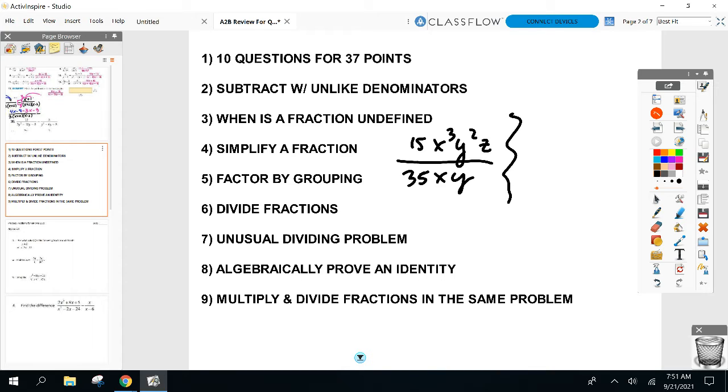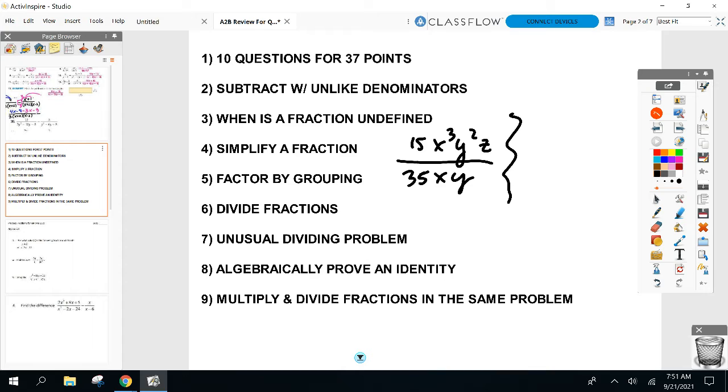Factor by grouping. Literally, it's a straight up problem that says factor, and the only way you're going to do it is by grouping. It's got 3 terms, and the number out in front is not 1. So the only way you're going to factor it is by grouping. Jeremy, can I just go through all the topics, please?